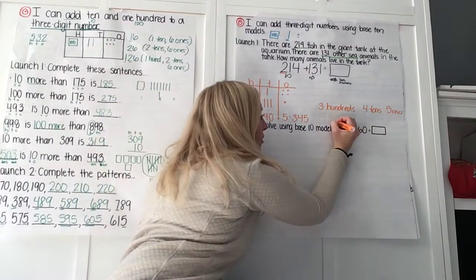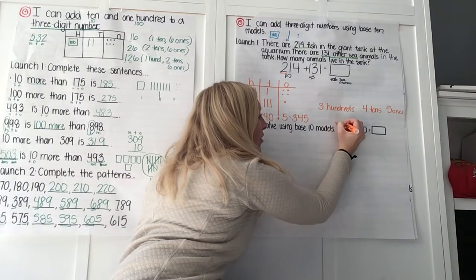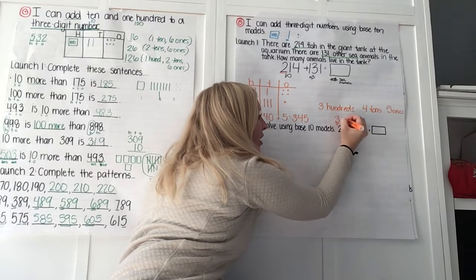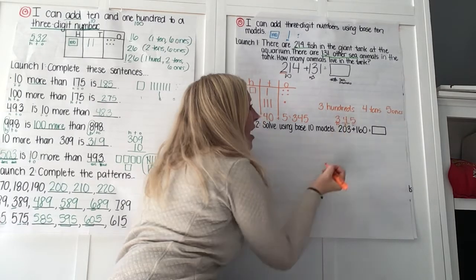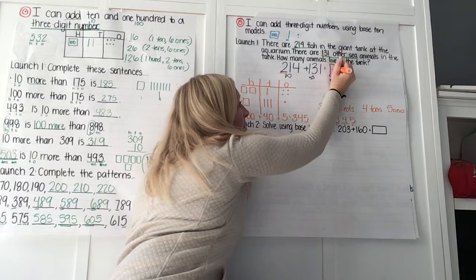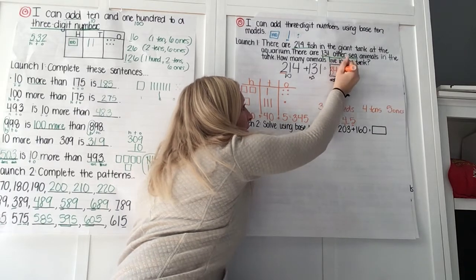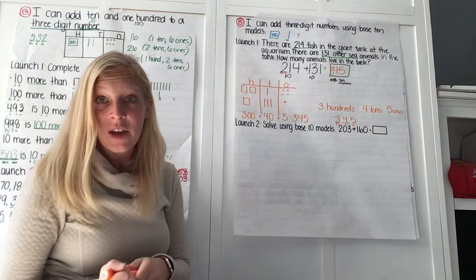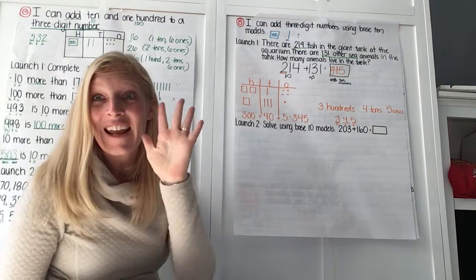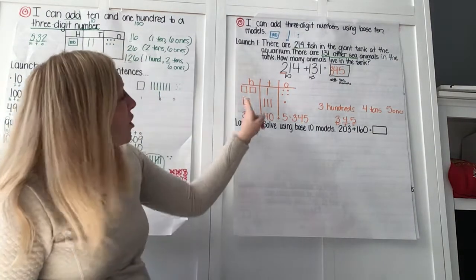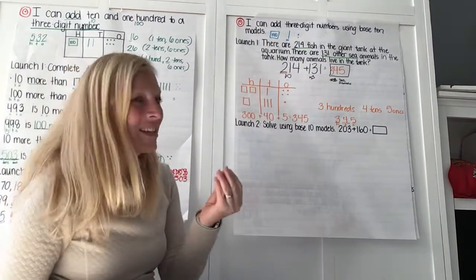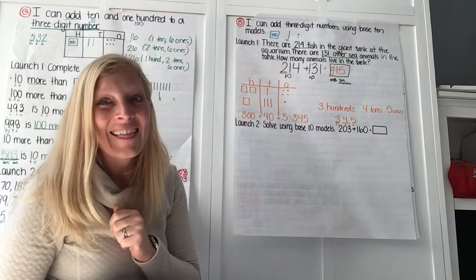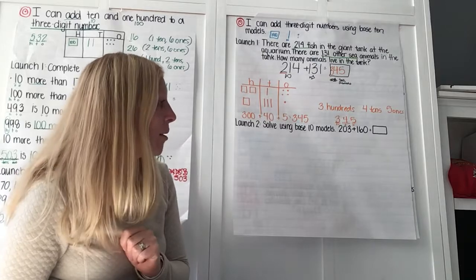345. So when we have hundreds, tens, and ones, we have 3 hundreds, 4 tens, and the 5 ones. So how many sea animals do we have total in that tank? 345. Yes. When we're drawing them out with our base 10 blocks, we can see that very easily. Let's see if we can do that same thing with our second problem.